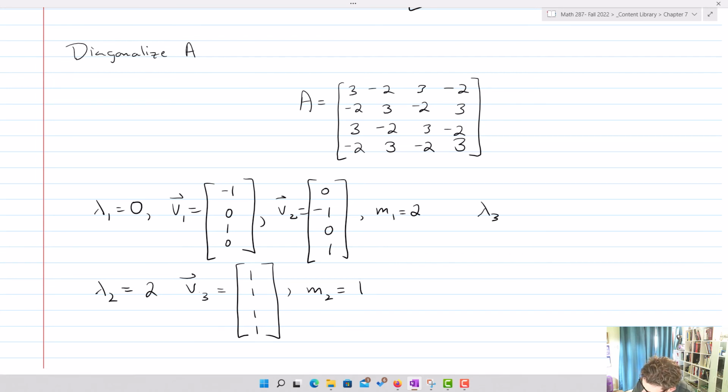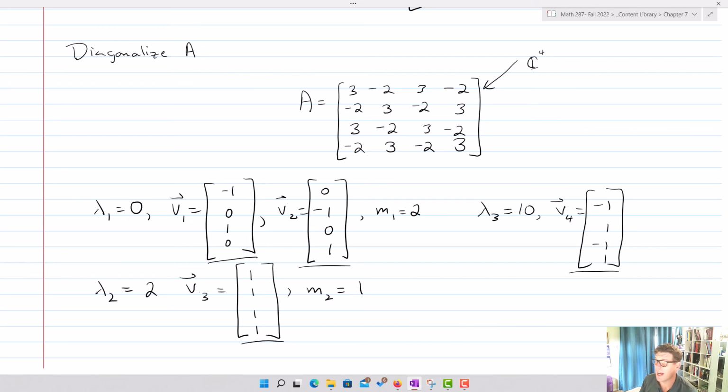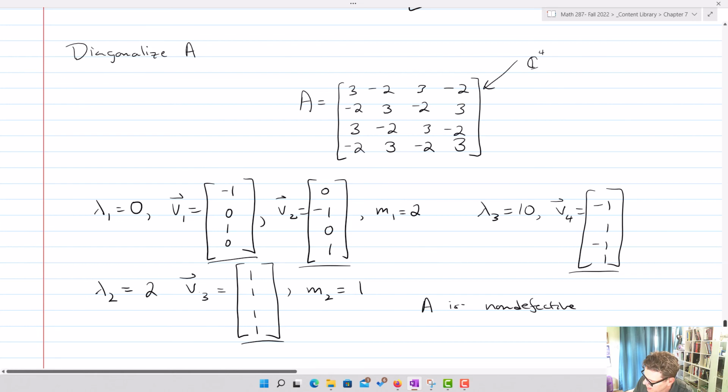And then we have lambda 3, which is going to equal 10, and it has an associated eigenvector v4 equal to -1, 1, -1, 1. So I look here and I notice I have an eigenbasis: 1, 2, 3, 4 eigenvectors for my vectors in C4. So I can generate an eigenbasis. Hence A is non-defective. This will allow me to diagonalize it. If A was defective, we would not be able to diagonalize.